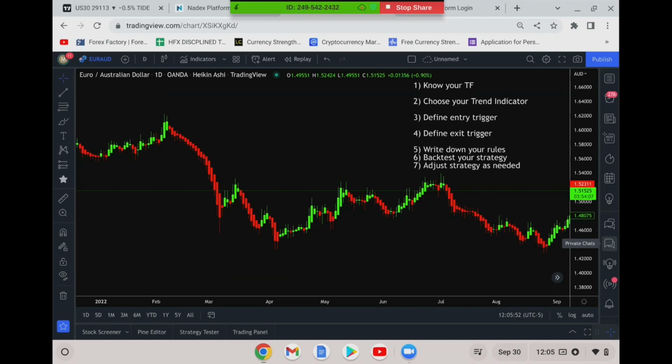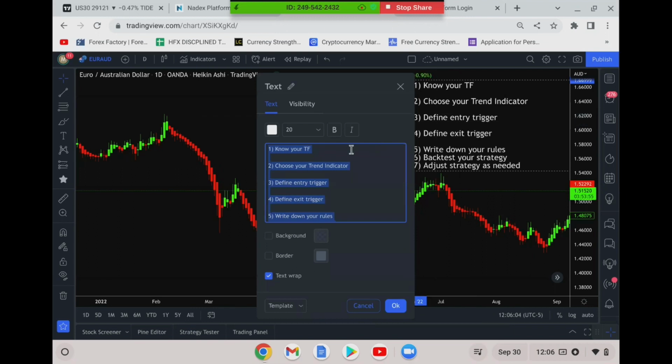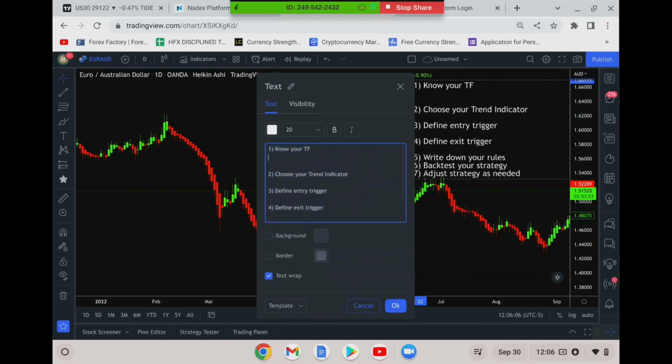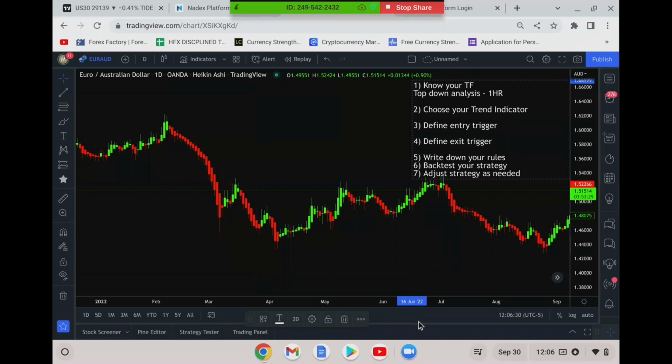And then I usually like to scale down to a smaller time frame like the hourly or the 30-minute in order to find my entries. So right off the bat, the time frames that we're going to be working on is, I'm just going to honestly put top-down analysis with a focus on the 1 hour for entries. Okay.